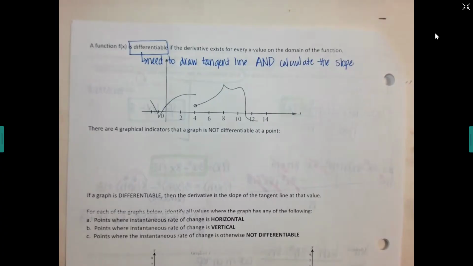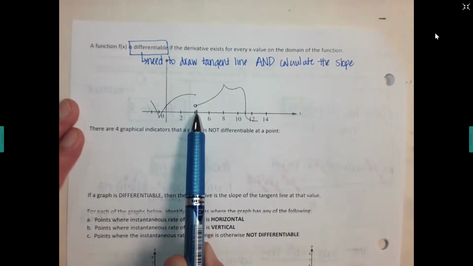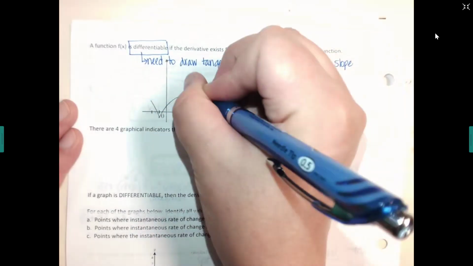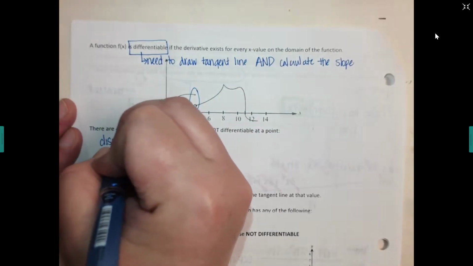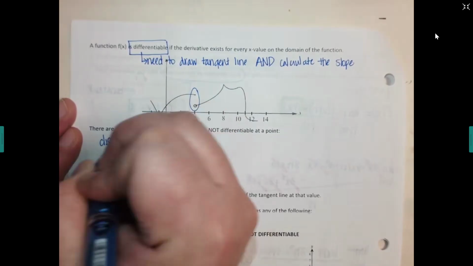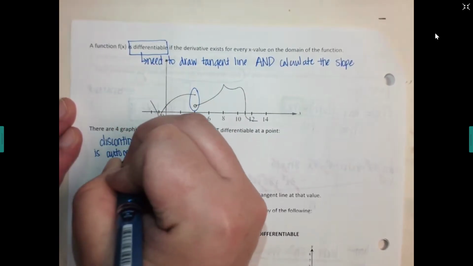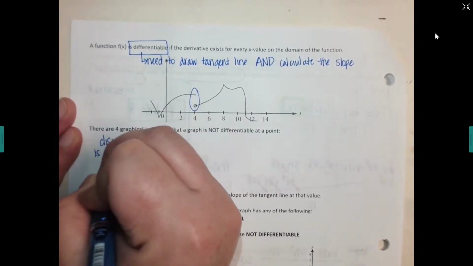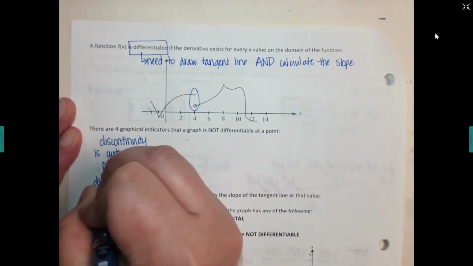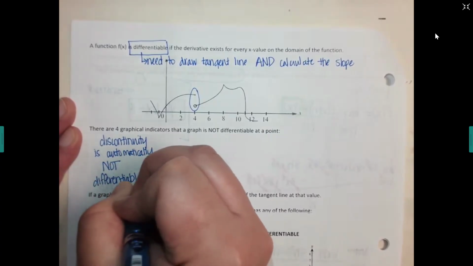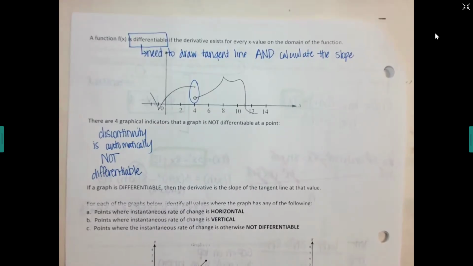Okay, the first one is, what if you have a break in the graph? So do we have a jump discontinuity here? Okay, at 4. So I want you to tell me, how could I draw a tangent line that's going to lay right next to both of these pieces if they're not connected? Okay, so the first graphical indicator would be any discontinuity is automatically not differentiable. Okay, because if the graph is disconnected, I can't draw a tangent line that's going to connect pieces that aren't even in the same spot. So item number 1 is any disconnect in the graph, that's a no.